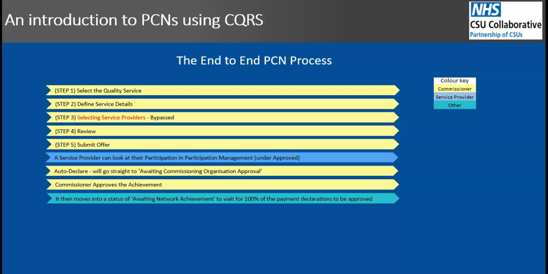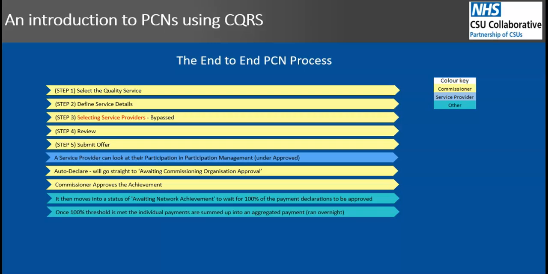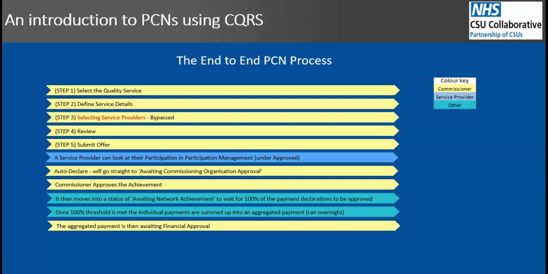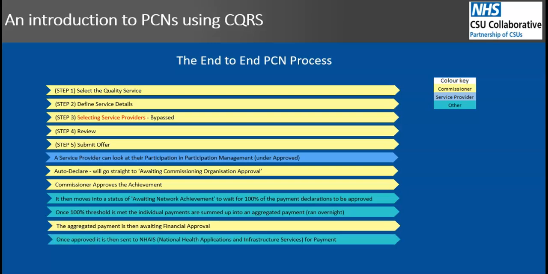This will then move into a status of awaiting network achievement to wait for 100% of the payment declarations to be approved by the commissioner. Once the 100% threshold is met, the individual payments are summed into an aggregated payment, which is a process that occurs overnight. This aggregated payment is then awaiting financial approval. Once approved, it is then sent to the payment agency, usually the National Health Applications and Infrastructure, or NHAIS, for payment to be made.